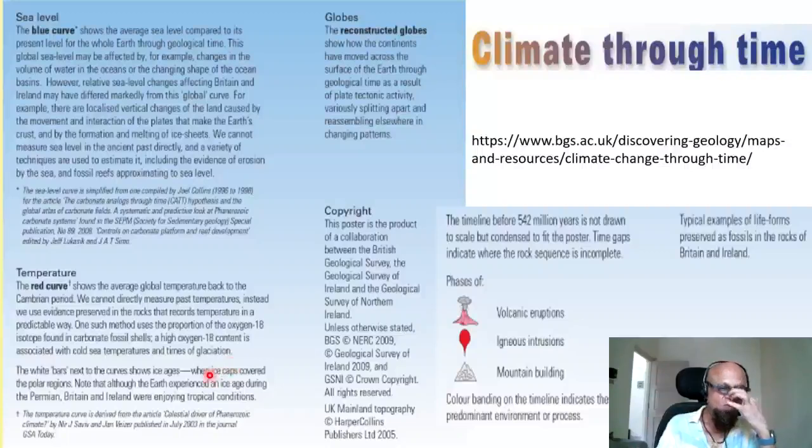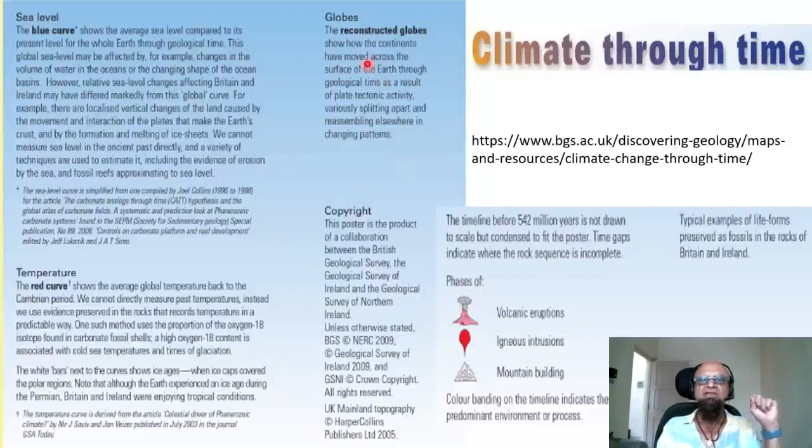Okay, so we'll see some white bars next to the curves that show ice ages when ice covered the polar regions. Note that although the Earth experienced an ice age during the Permian, Britain and Ireland were enjoying tropical conditions. Obviously, climate and weather are very local, but we track global quantities like global temperature and global sea level to see if we are continuing to accumulate energy, and so on.